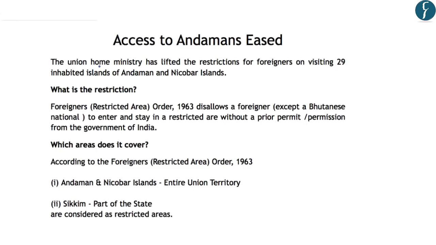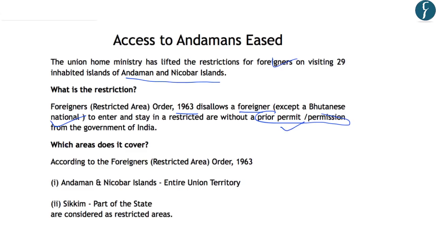The news article says that the Union Home Ministry has lifted the restrictions for foreigners on visiting 29 inhabited islands of Andaman and Nicobar Islands. Now, what is the restriction? The Foreigners Order 1963 disallows a foreigner to enter and stay in a restricted area without a prior permit or permission from the Government of India. So for the foreigners to enter and stay in a restricted area, they have to get a prior permit or permission from the Government of India.